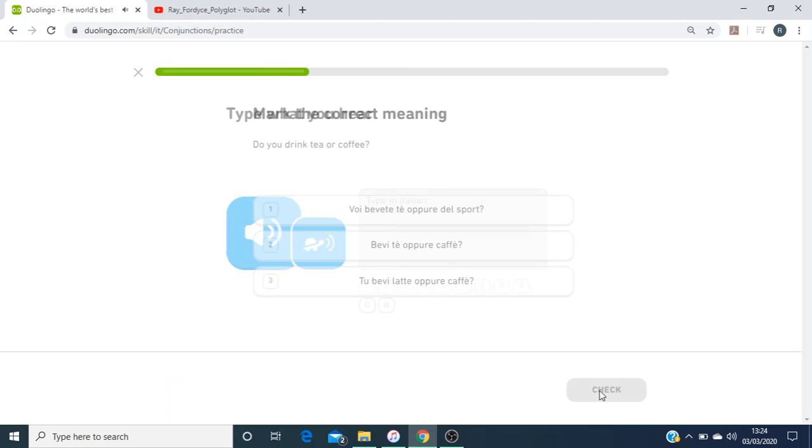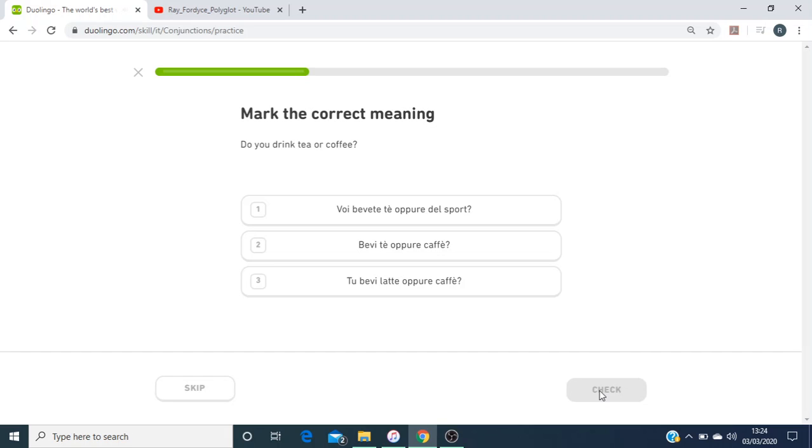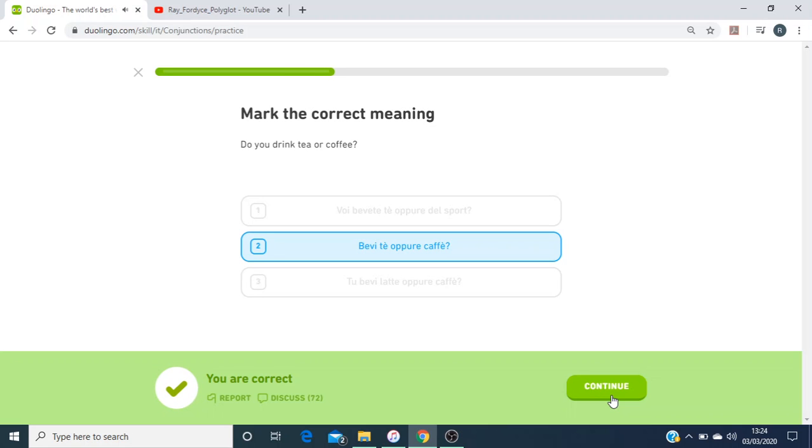But why? Do you drink tea or coffee? So, bevi tè oppure caffè. Oppure seems to be like a sort of big formal way of saying or. I think you could say bevi tè o caffè, but they're just introducing you to oppure, which is another way of saying or. I'll have to look up if there is a context where you use oppure over o, but in general, just use whatever you're comfortable with.